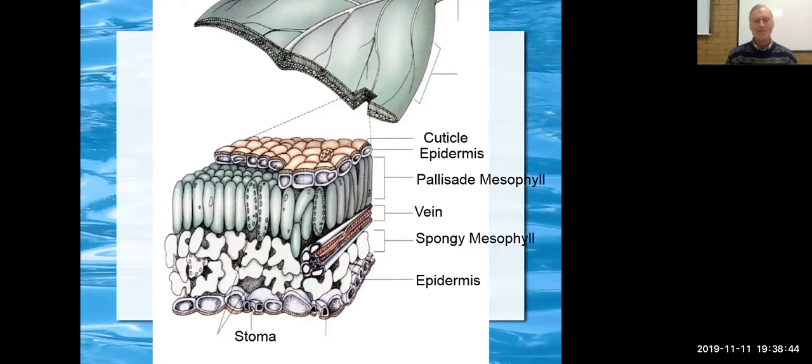The stoma is actually a hole in the leaf, and there's a cell on each side called the guard cells. When those cells swell up, the hole opens, and when they get limp, the hole closes. And so that lets air in and out of the leaf. So that's the structure here.